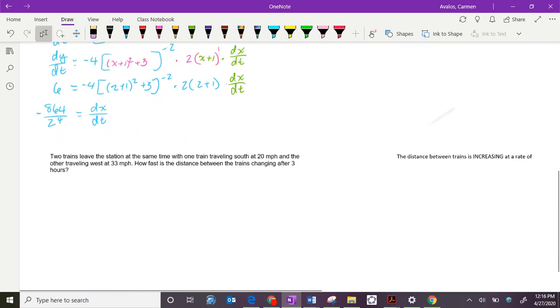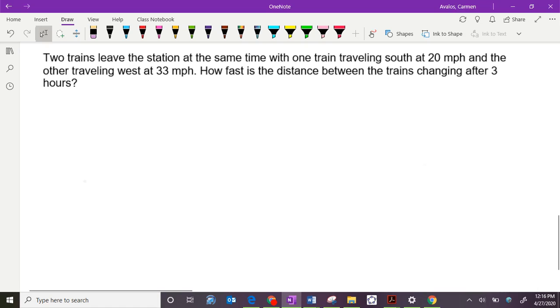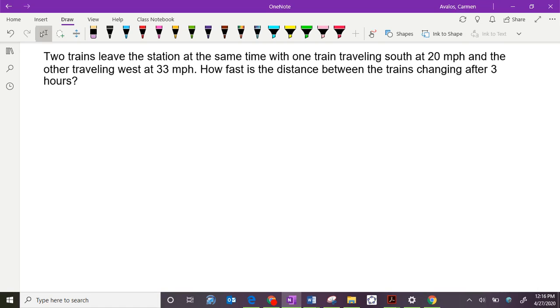This one is always a fun one. This one here with the two trains. Two trains leave a station at the same time, with one train traveling south at 20 miles per hour. So that's a rate. And the other one is traveling west, and that's another rate. We want to find a rate: how fast the distance between the two trains is increasing after 3 hours.